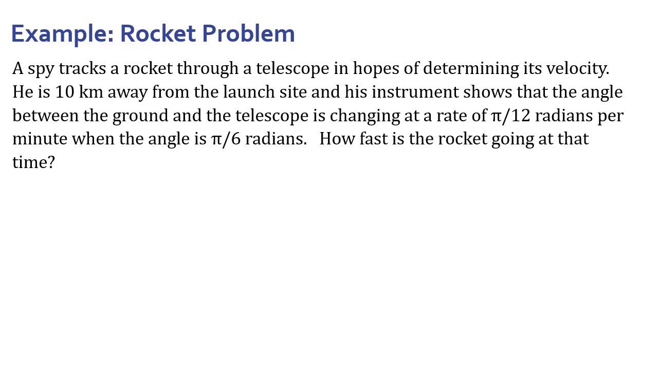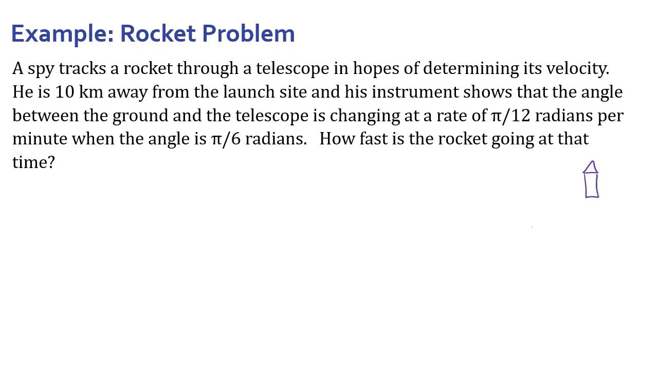Okay, so at this point you're probably like, what is this question even asking? When we're doing word problems, I really recommend you read it through multiple times, and I like to try to underline main things. So a spy tracks a rocket through a telescope in hopes of determining its velocity. So we've got this rocket, terrible picture, but you know what I mean.